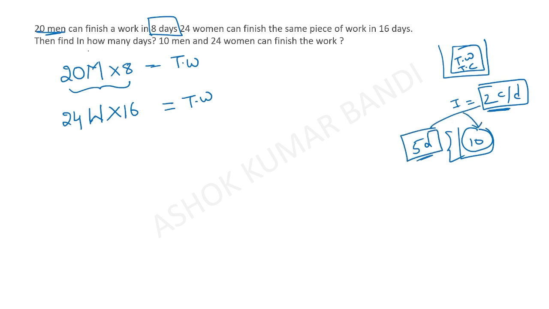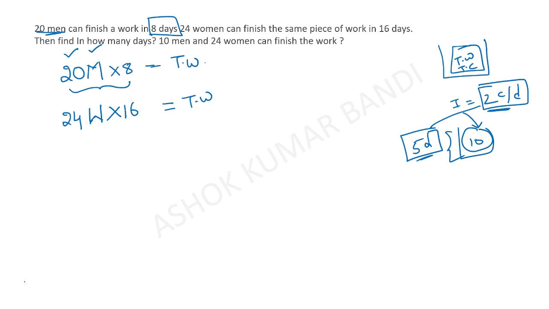Like that, one man can finish m chocolates. So 20 men can finish 20 m chocolates, but they are finishing the packet in 8 days. So the total number of chocolates is equal to 20 m into 8. Similarly for women. And we know that these are men and these are women.